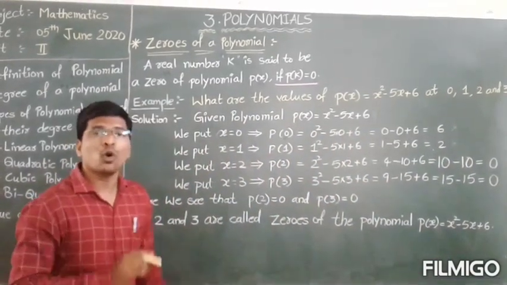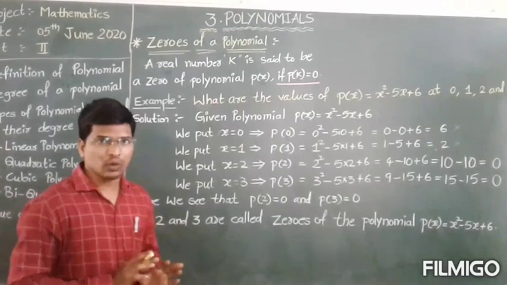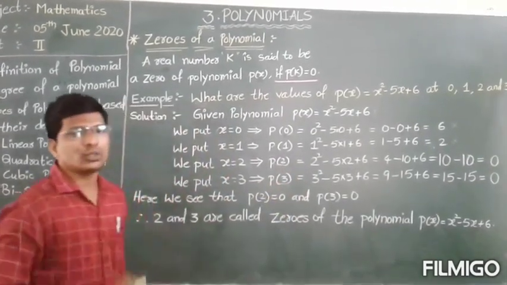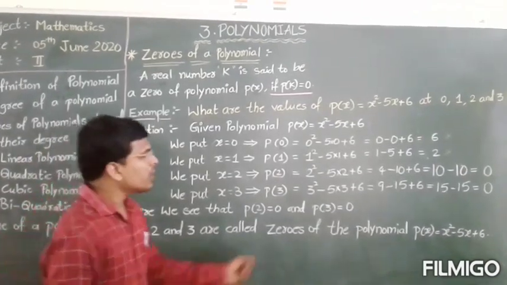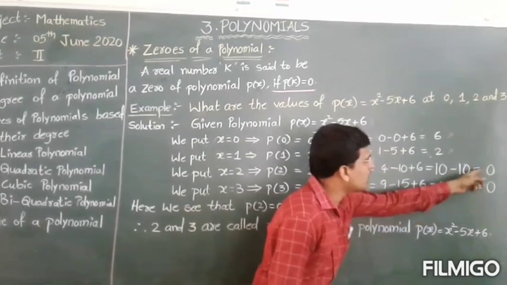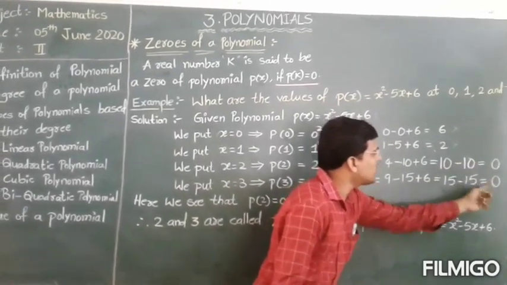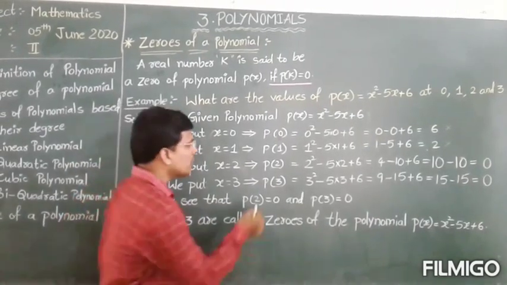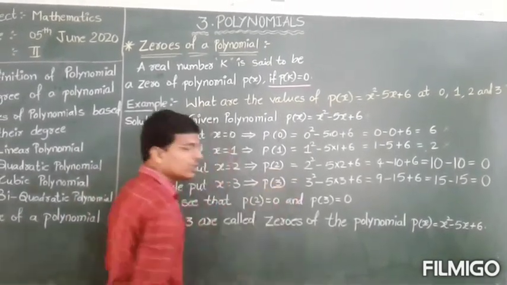Wherever we get the whole polynomial value as 0, then we can say those values are zeros of a polynomial. See, in the third case and fourth case, in both the cases, you got the whole polynomial value as 0. But which value have we substituted here? K value. So that is 2 and 3.